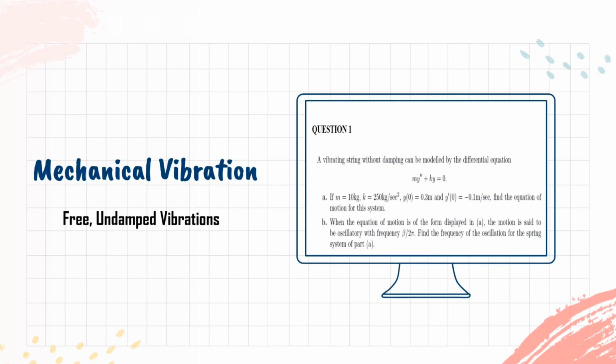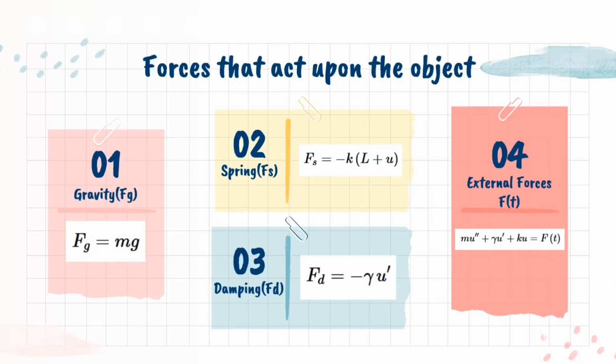Vibration can adapt to various situations, so this makes vibration occur in almost any branch of engineering. One example of the application of mechanical vibration is a mass hanging on a spring. The four forces that are assumed to act upon the object are gravity, spring, damping, and external force.